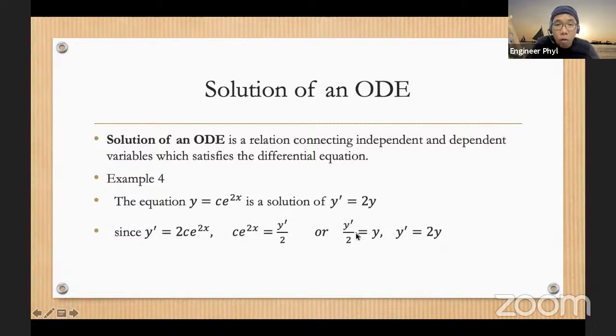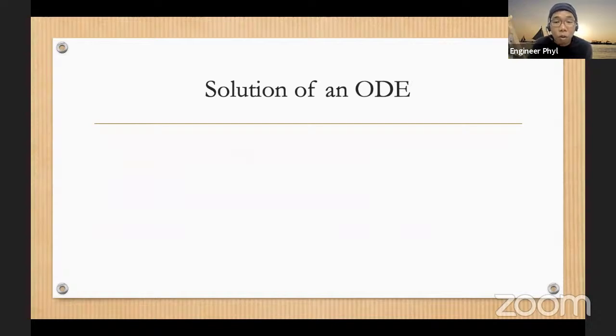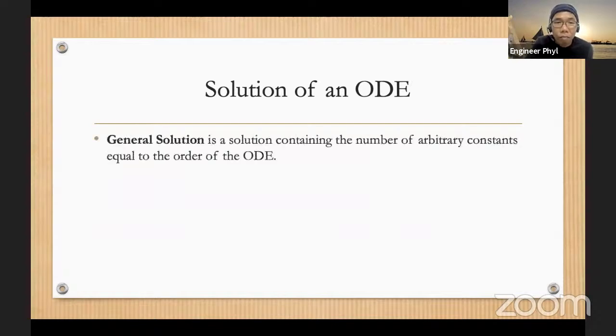So y prime over 2 is equal to y, where y is equal to c e raised to 2x in the given equation. Now simplifying, we have y prime equals 2y. That's why it's correct that the solution of y prime equals 2y is y equals c e raised to 2x. So that is an example of a solution of an ordinary differential equation.